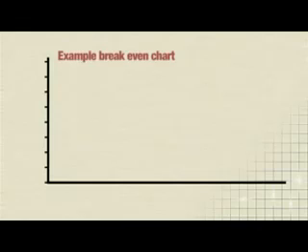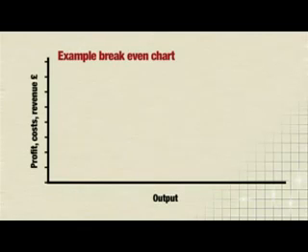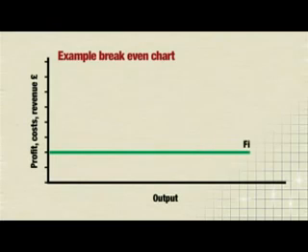First, give the chart a title. Next, plot output on the horizontal axis here. Then plot revenues, costs or profits on the vertical axis here and label them both. Then draw on the fixed cost line. This will always be a straight horizontal line because the fixed costs don't change.